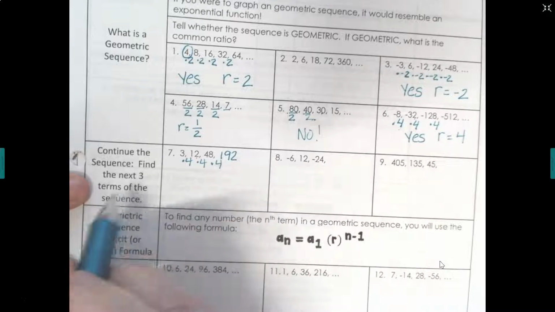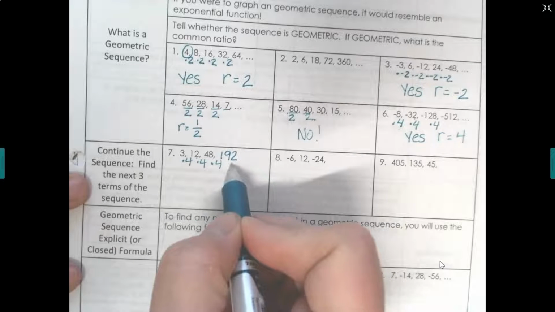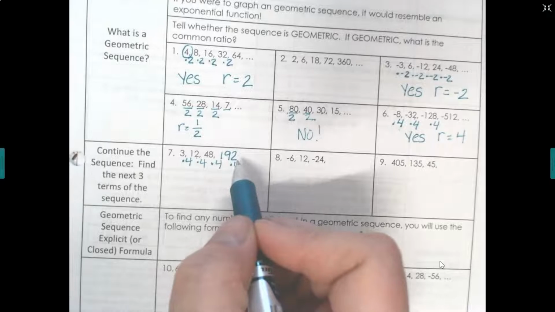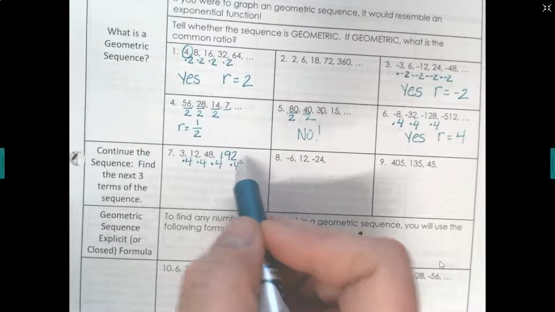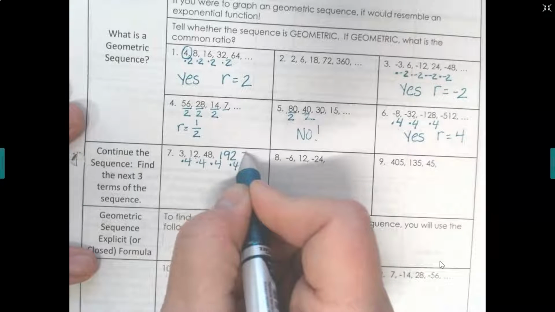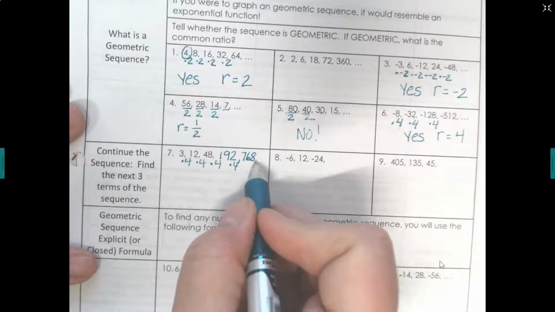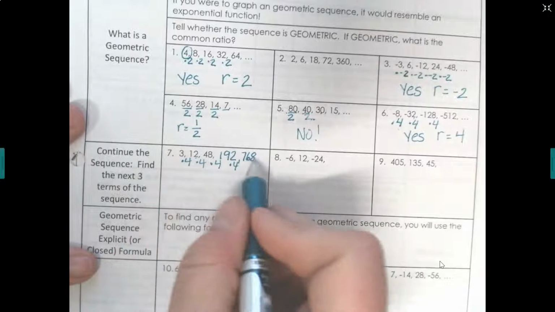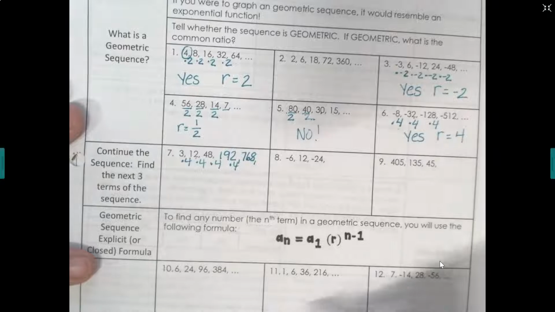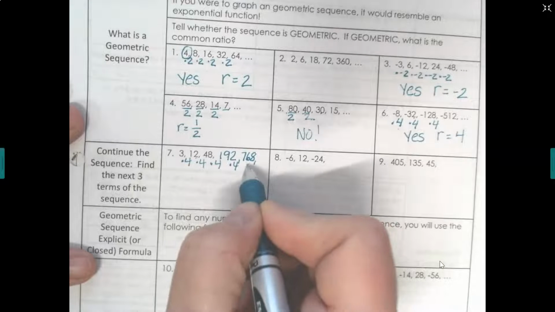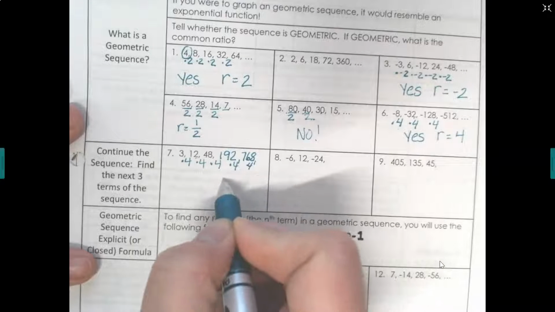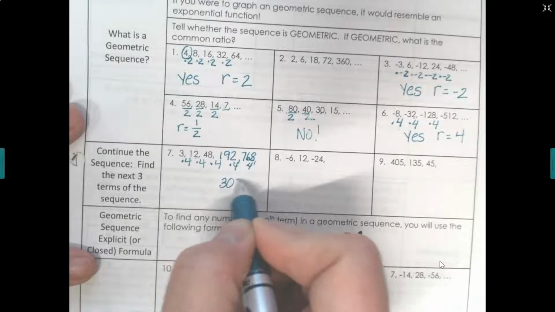They said the next 3 terms, so we have 2 more times 4. When I put that into my calculator, I got 768. Look how quickly it grew. Just in 1, 2, 3, 4, 5 terms, we're already up to 768. And if I multiply that by 4, I don't even have room. The last term would be 3,000.